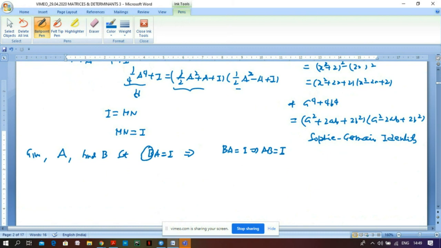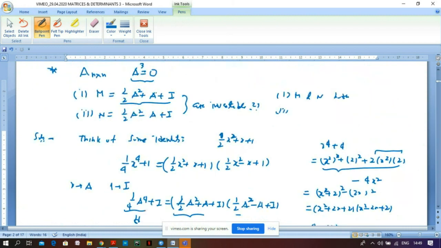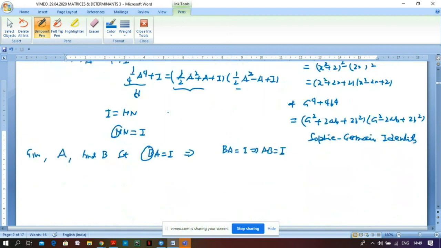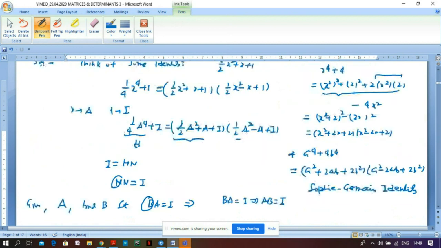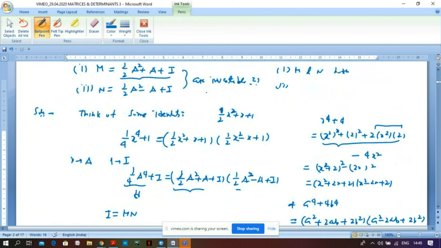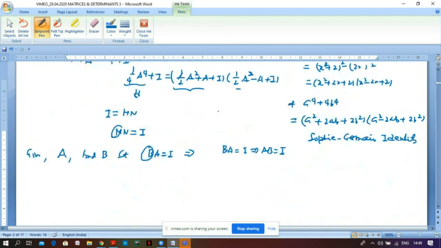And so the moment you get mn equal to I, you can say that m is inverse of n, and in the same way n is inverse of m. They are mutually reciprocating, and so both are invertible, and in fact both are inverse of each other. So inverse of m is n and inverse of n is m. So the answer to the question is affirmative, that yes, they are invertible.